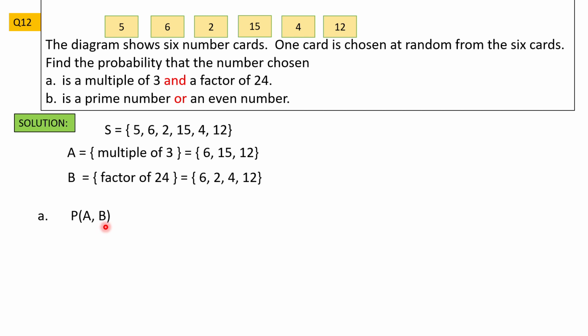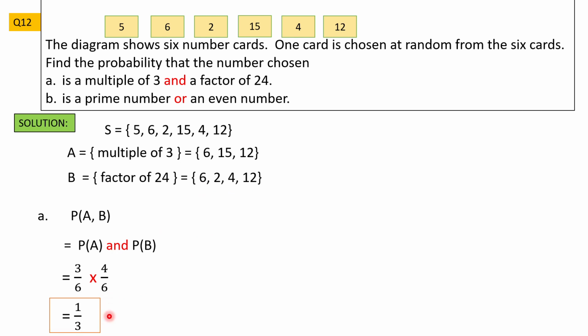Okay, so when it comes to the word "and", that means you have to multiply. So probability of event A times event B. So probability A we have 3 elements, 3 out of number of sample space 6. So 3 over 6 times probability of event B we have 4 elements altogether. So 4 over 6. Simplify this and you will be able to get the answer.